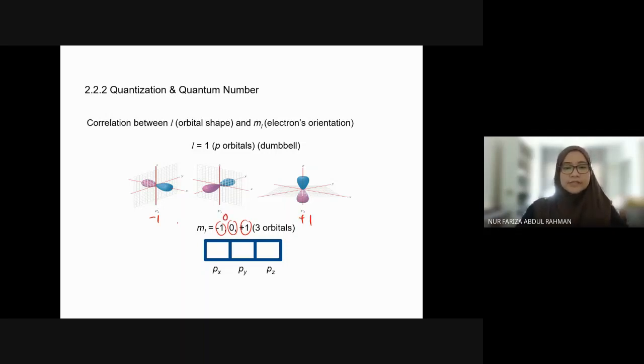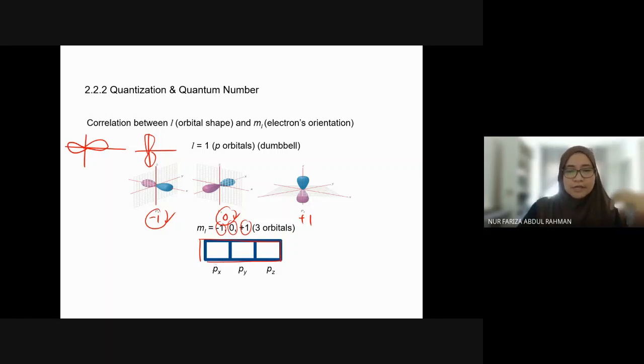Okay, alright. So this is important because it helps us to simplify the orbital, sebab tak letih jugalah every time kita nak kena lukis orbital shape ni macam ni kan. Kalau setiap kali nak buat orbital nak kena draw macam tu. So by having this ML, we can use this value -1, 0, 1 to represent the boxes, to represent the orbital.